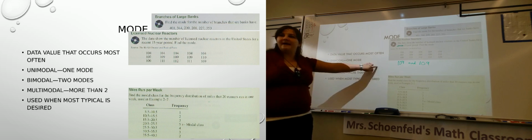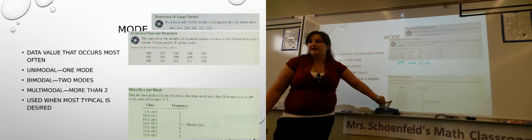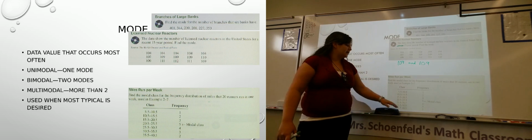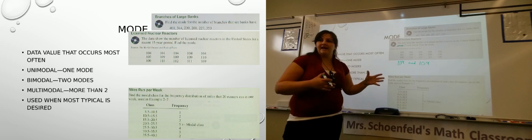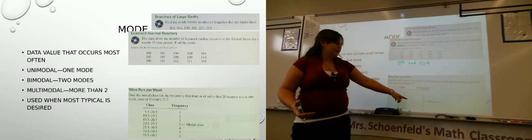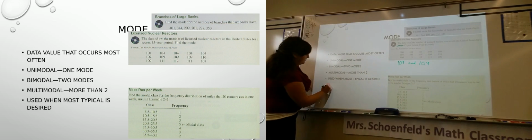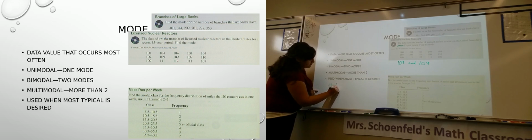When we talk about classes, that's group data, the same one we just looked at. We can't actually pinpoint a single data point. So what we look at is we call it a modal class. M-O-D-A-L. Class.